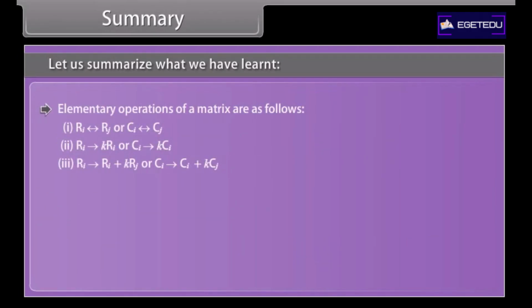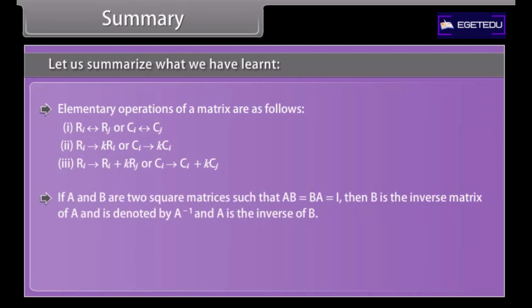Elementary operations of a matrix are as follows. If A and B are two square matrices such that AB is equal to BA is equal to I, then B is the inverse matrix of A and is denoted by A inverse, and A is the inverse of B. Inverse of a square matrix, if it exists, is unique.